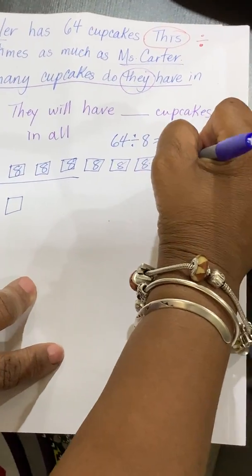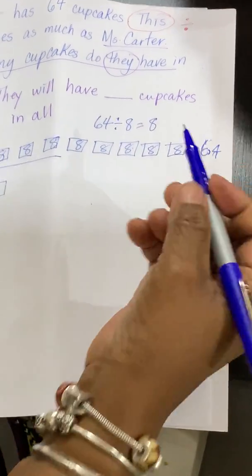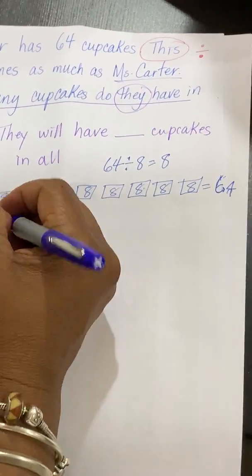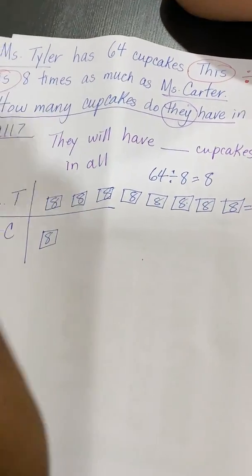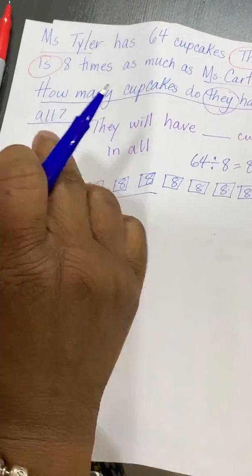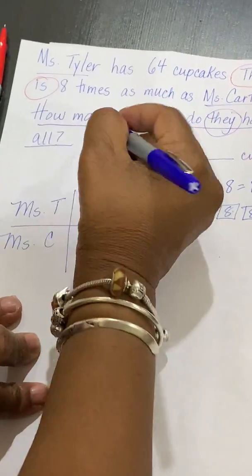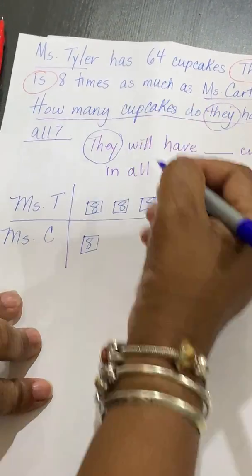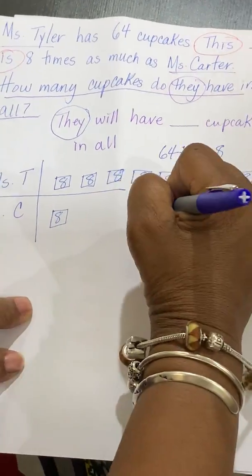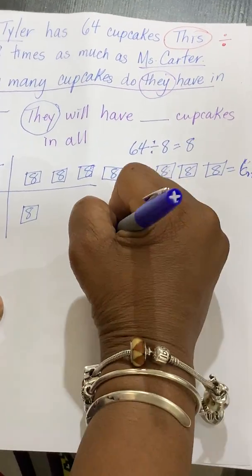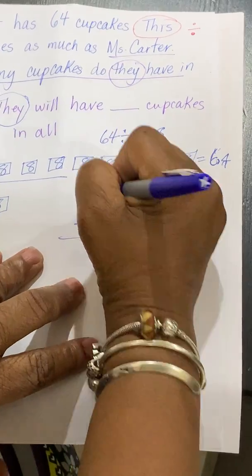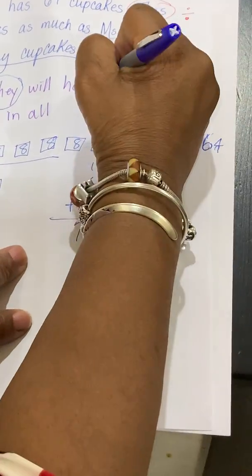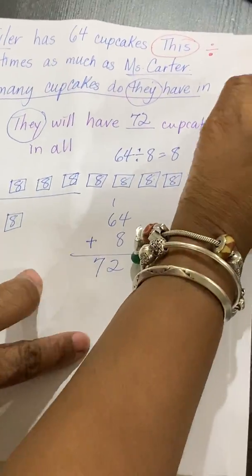And then the rule of this multiplicative comparison, whether or not you're multiplying or dividing, is that whatever's in that box, I have the same thing in my box. I may have a different amount of boxes, but I've got the same. The question is asking about they. That means that I need to add this together. So basically I'm doing 64 plus 8. 4 and 8 is 12, and this is 72. They have 72 cupcakes in all.